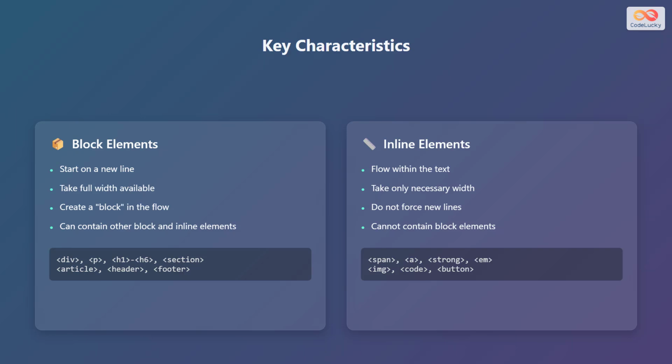Now let's explore inline elements. Inline elements flow within the text, taking up only the width necessary to contain their content. They do not force new lines and cannot contain block elements. Examples of inline elements are span, strong, img, code, and button.